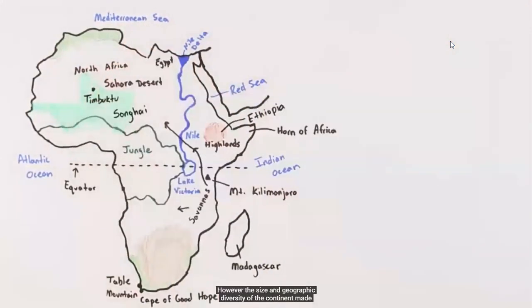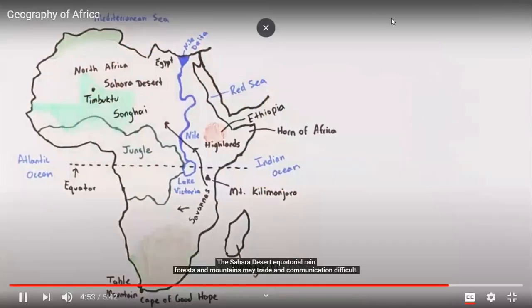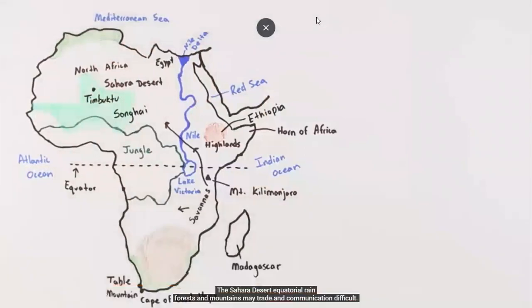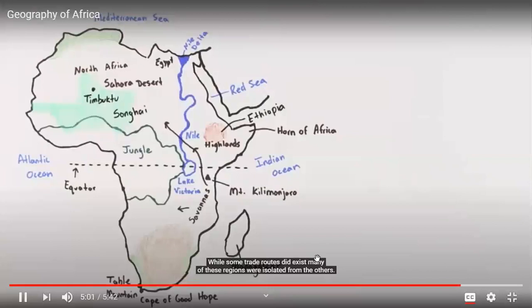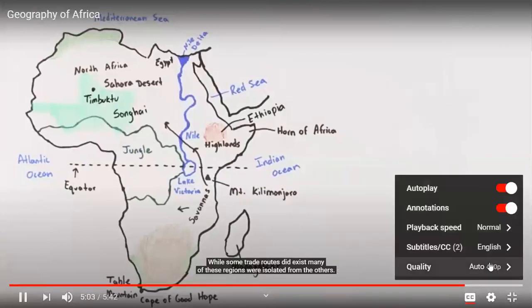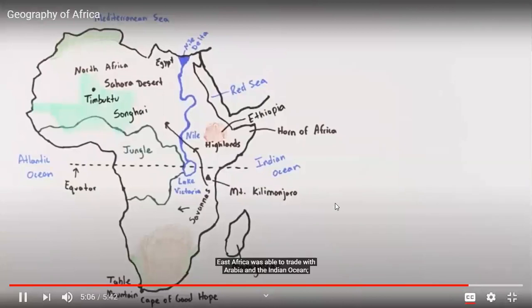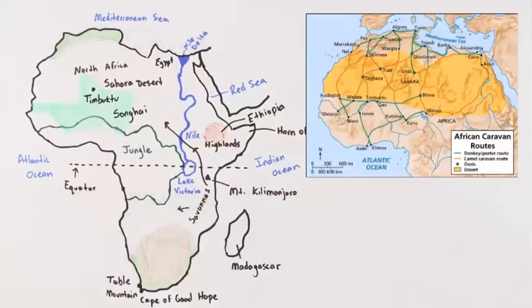However, the size and geographic diversity of the continent made unification impossible. The Sahara Desert, equatorial rainforests, and mountains made trade and communication difficult. While some trade routes did exist, many of these regions were isolated from the others. East Africa was able to trade with Arabia and the Indian Ocean. Egypt was incorporated into the Mediterranean world. Western Africa traded with the North and the Mediterranean via trade caravan routes, but Southern Africa remained apart from the world for a very long time, with the exception of a handful of trade routes and travelers.